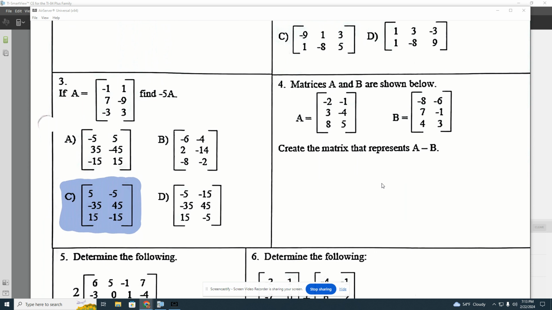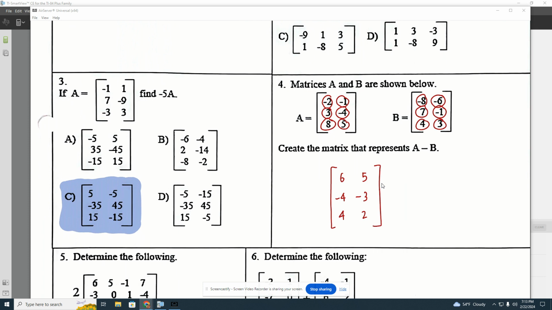So I'm going to do A minus B, number 4. And again, I'm just going to circle them so I don't have to keep going back and forth. I'm going to go -2 minus -8. Well, minus negative is plus, so that's going to be -2 plus 8, which is +6. -1 minus -6, so -1 plus 6 is 5. 3 minus 7 is -4. -4 minus -1 is negative or plus 1, so -4 plus 1 is -3. Then we've got 8 minus 4, that's 4. And we've got 5 minus 3, that's 2. So there you have it.